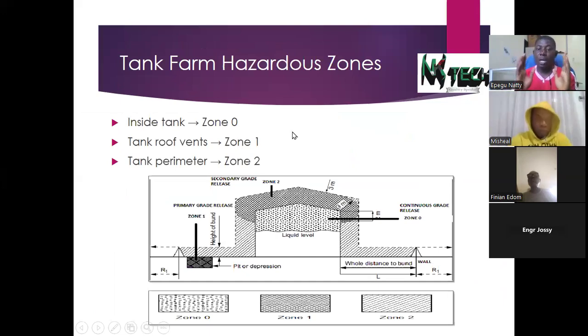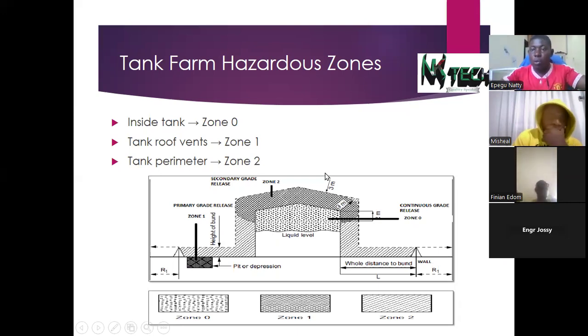Okay, like I mentioned, if you are carrying out your zoning, you do your top view and also your side view. So this is the side view of a storage tank. This is your tank, and inside the tank is your zone 0, and then outside at the top is your zone 1. Then at the other locations you have your zone 2.